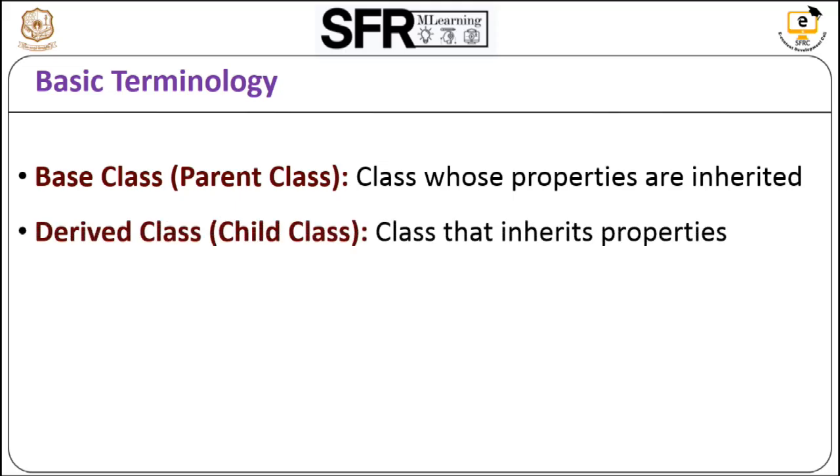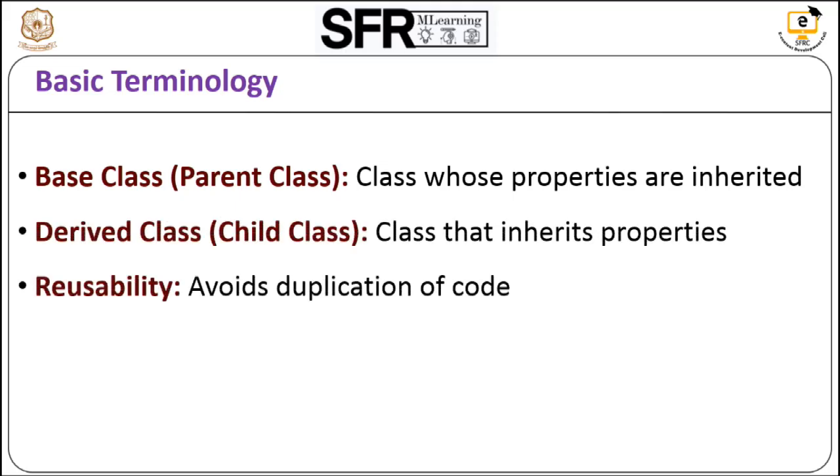These are the basic terminologies that are used in the inheritance concept. The existing class is called the base class or parent class. The new class that inherits from it is called the derived class or child class. This relationship helps us organize the program logically.